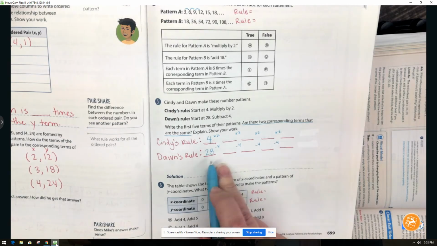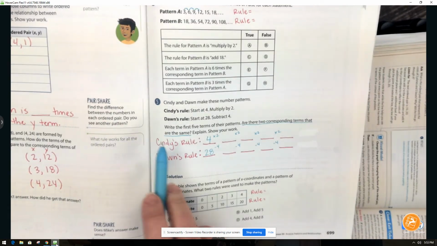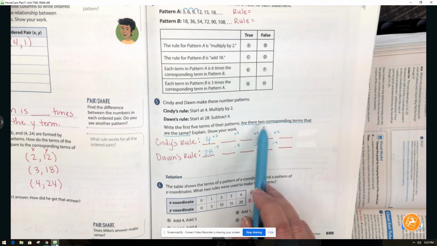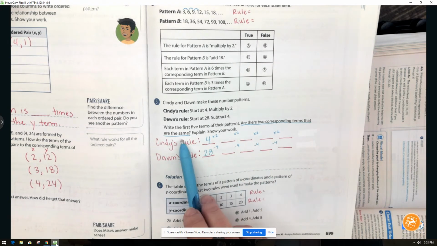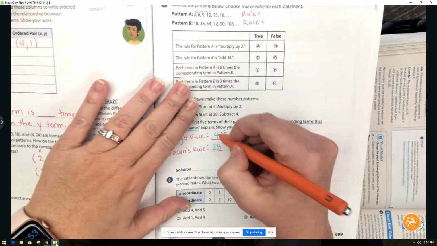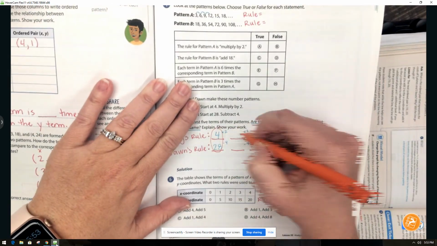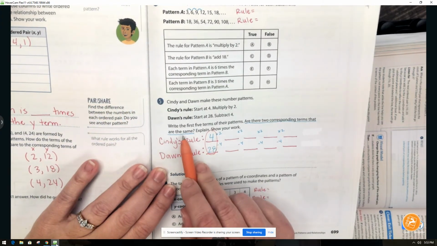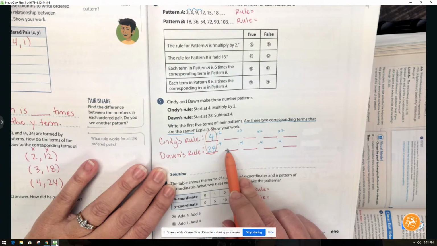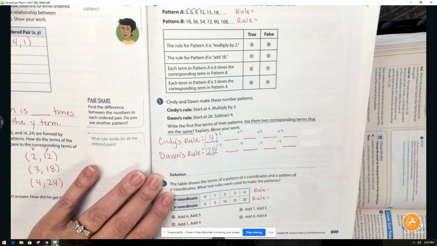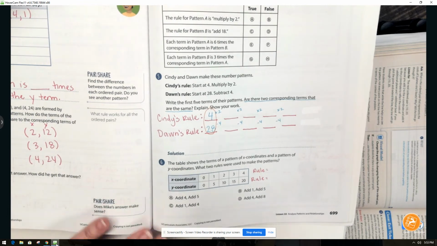I want you to go ahead and fill out those terms. Then I want you to answer this: are there two corresponding terms that are the same? So when you look at each of these corresponding terms, are there any where the x value and the y value are the same? Yes or no? And then tell me what you see.